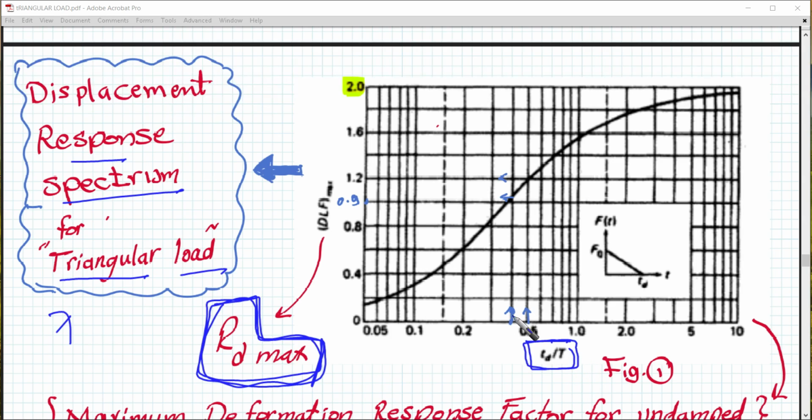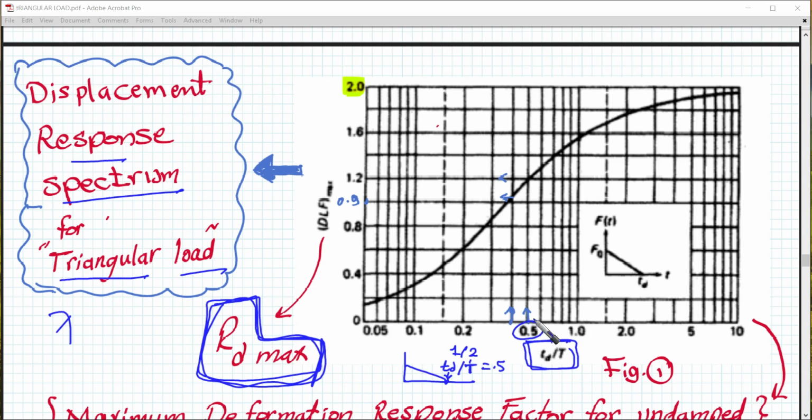Okay, let's go to any point here. What is the meaning of point 0.5 here? This means that the loading, if it's like td, for example, divided by the natural period of the system equals 0.5. For example, if the system has a period of 2 seconds, then TD is going to be 1 second.